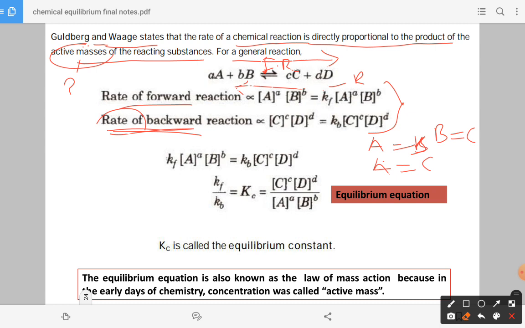Here we have one important point. The equilibrium equation is also known as the law of mass action, because in earlier days concentration was called active mass. Instead of active masses, nowadays we use the term molar concentrations.